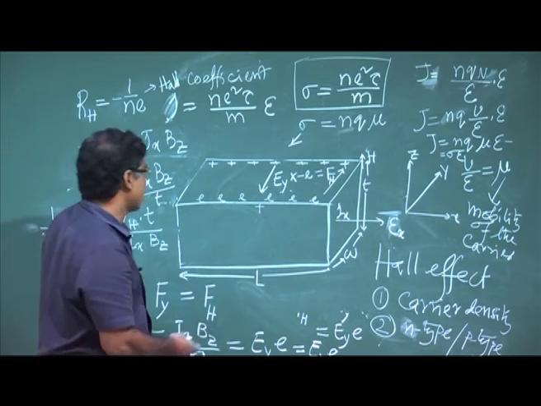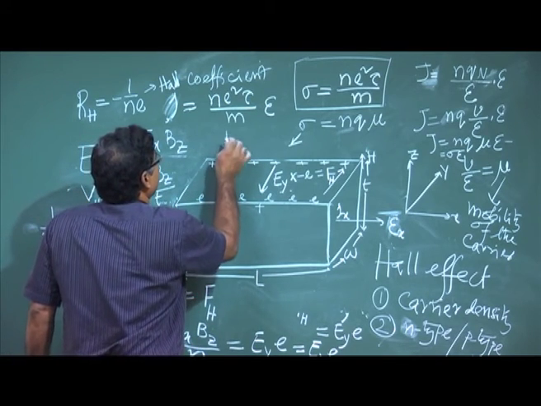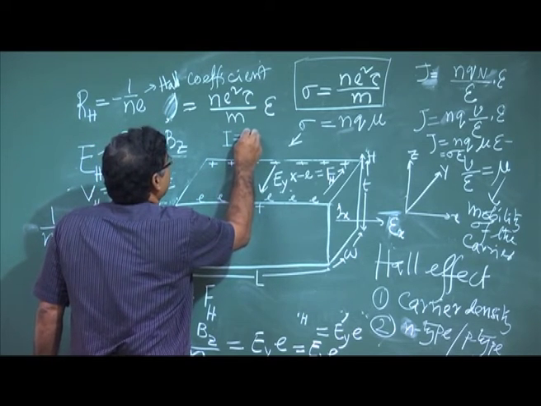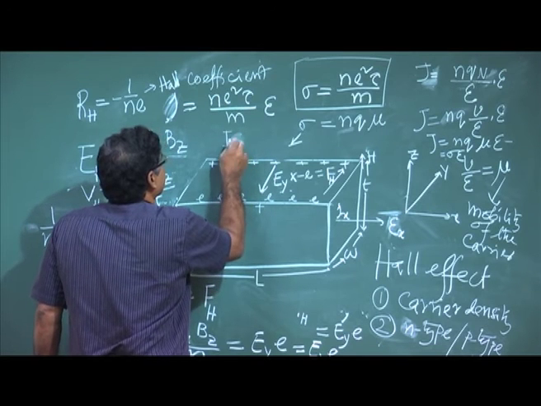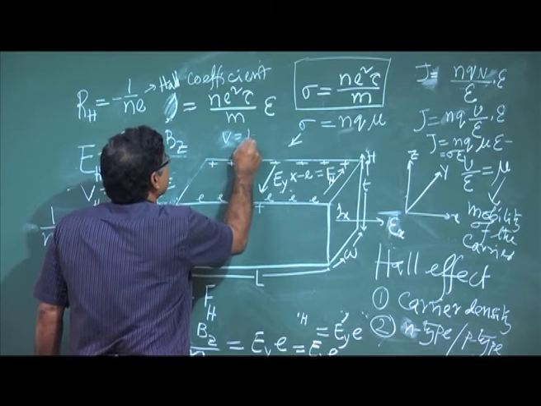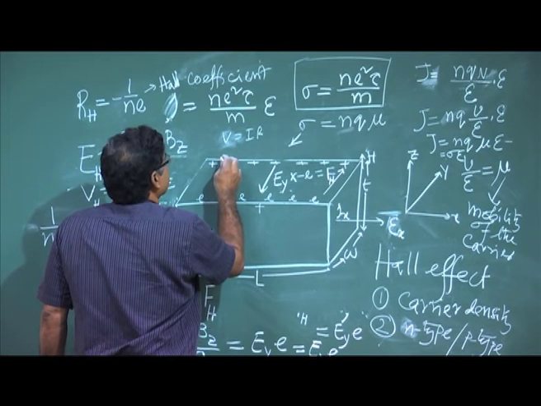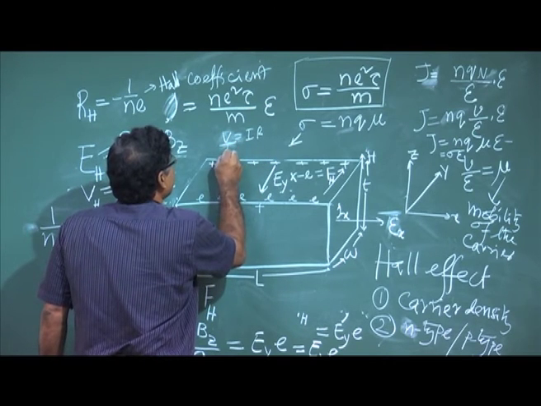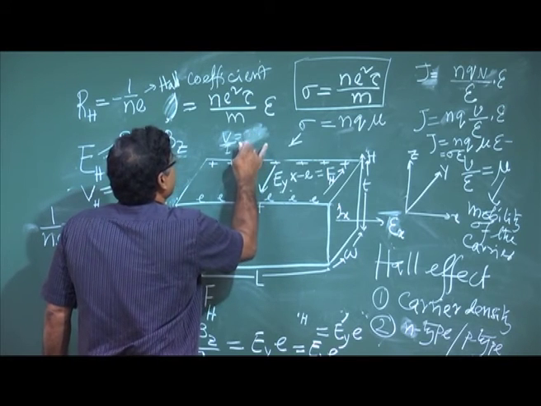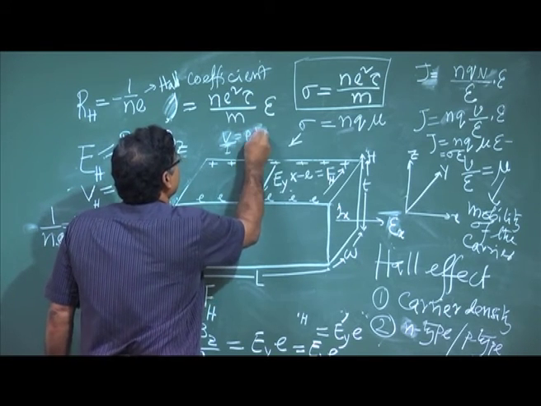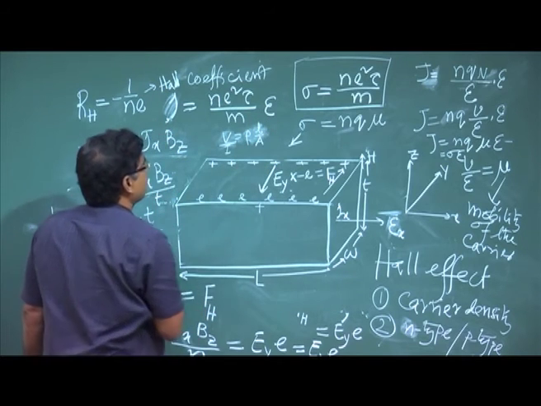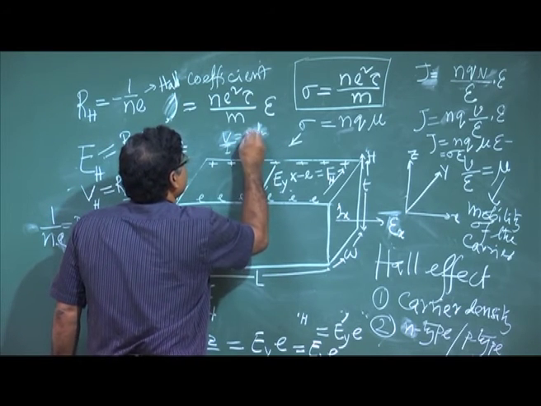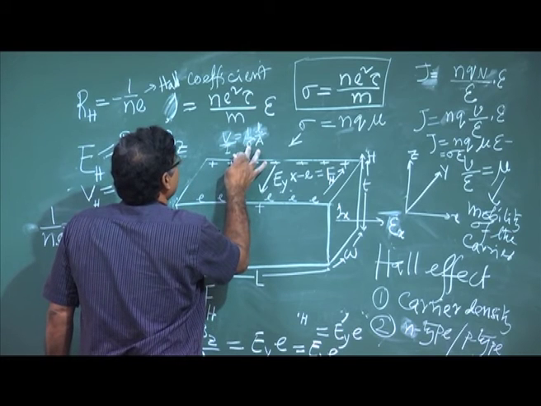Conductivity, what is conductivity? V equal to IR, right. So, V by I equal to R, and R equal to rho L by A. So, this basically I can write as 1 by sigma, right. So, I can find sigma.